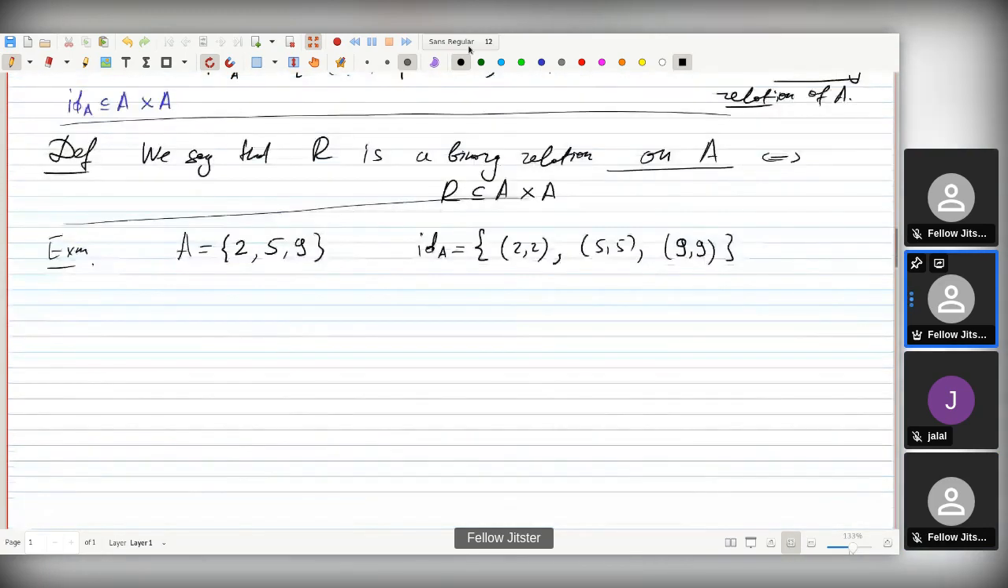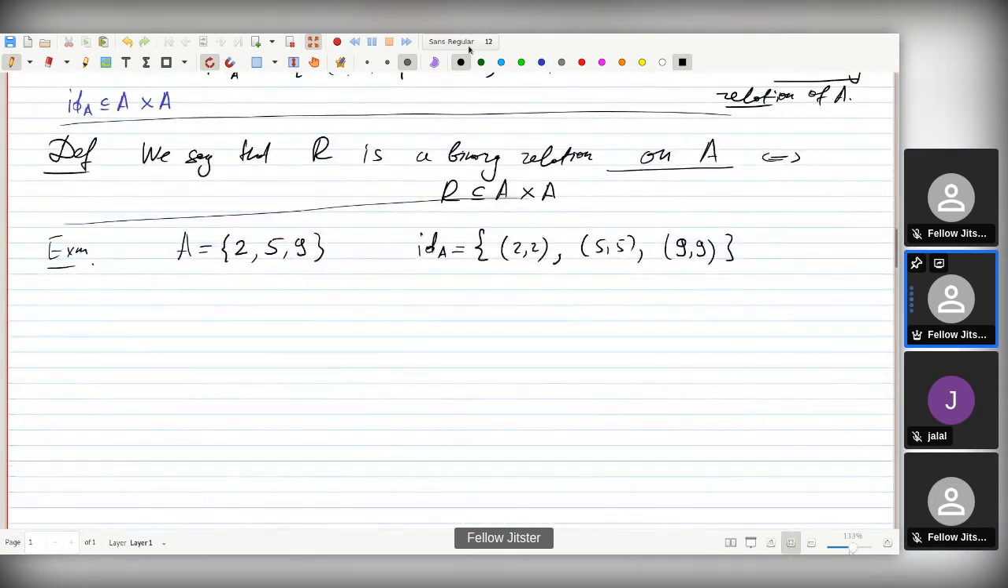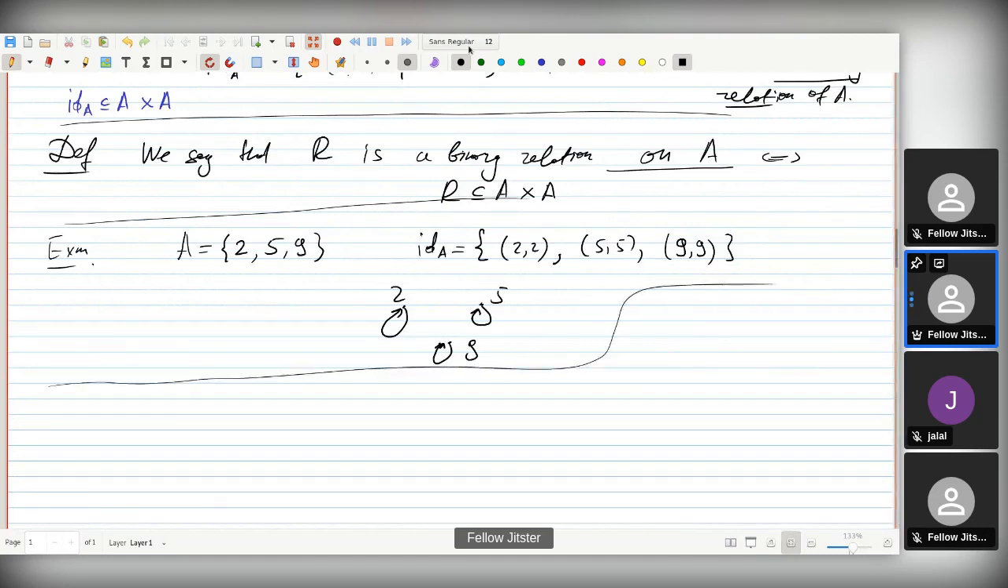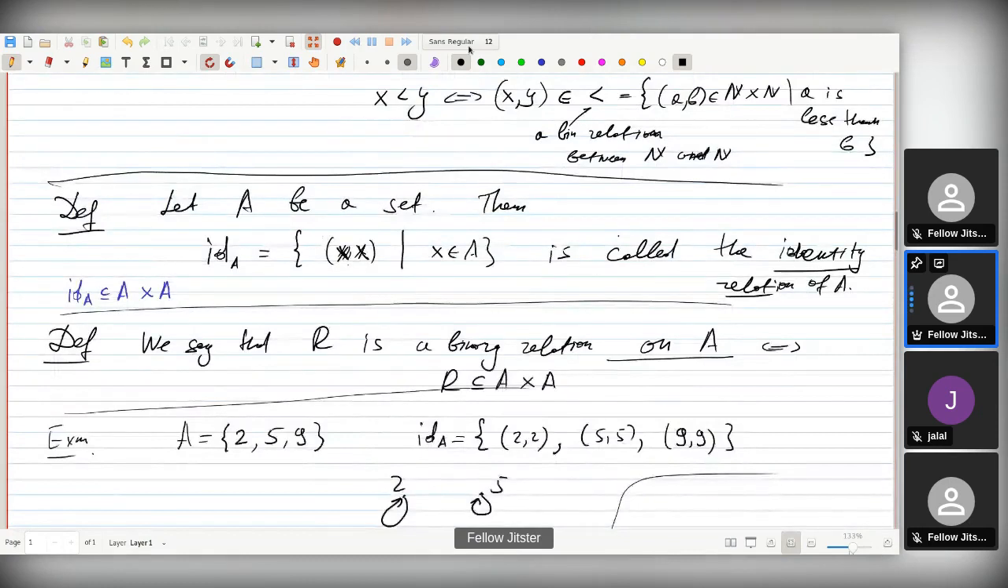And how does the diagram look like? What is a diagram of the identity relation? It consists of loops. We have a loop at every point. Is this idea clear? Yes. This identity relation is simple, but it is quite important for algebraic operations over binary relations.